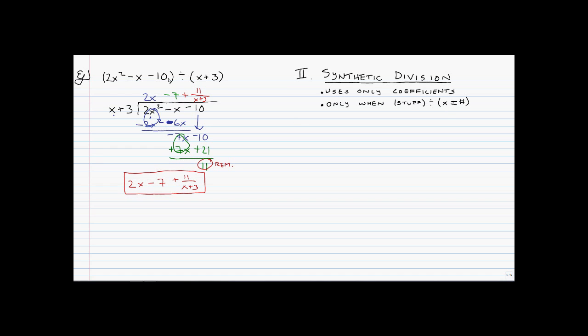2x squared minus x minus 10, all divided by x plus 3. So in fact, what I'm going to show you is how to set up synthetic division for this problem. The reason I'm using one we've already done is to confirm to you that we actually get the exact same answer. First, I'm going to write the problem again over here, since you're probably going to be doing the same thing, so you can see that translation in your notes between setups.